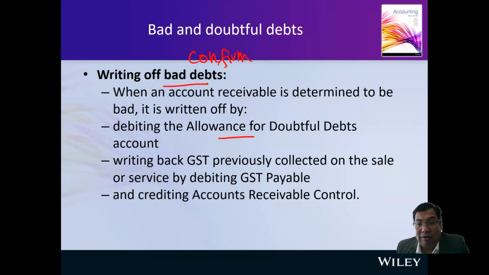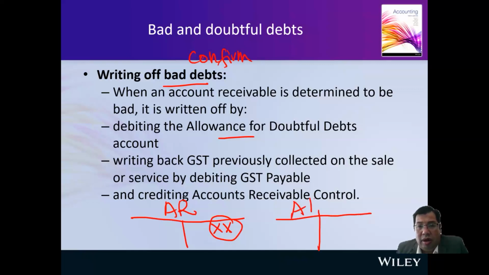Okay, the previous one is doubtful debt based on estimations. This one, when you confirm, you're going to reduce your allowance for doubtful debt. If there is any GST, since we're not using GST in our example, then you're going to credit your account receivable control account. So you're going to reduce your account receivable. When you credit your account receivable directly, the amount of account receivable will reduce. So this is the process.